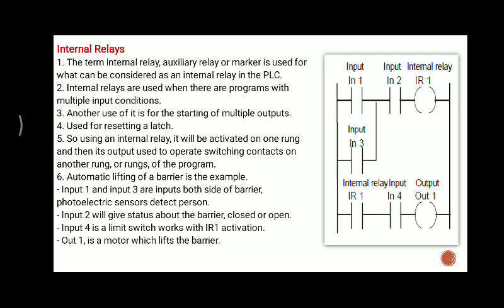Now next is internal relays. Normally we know the external relay, as we have seen in the actuator bit. It is just one coil and one contact. Once there is a contact, that coil goes on energizing, and there will be a contact between the two lines for that particular application, and that relay goes on working.